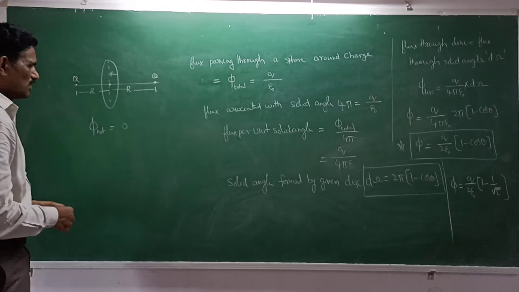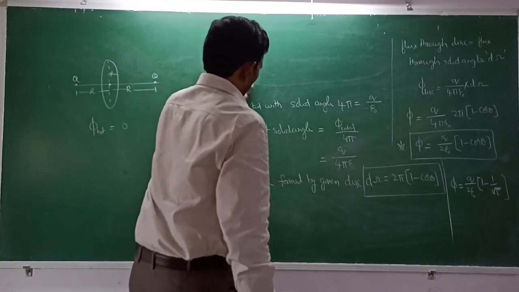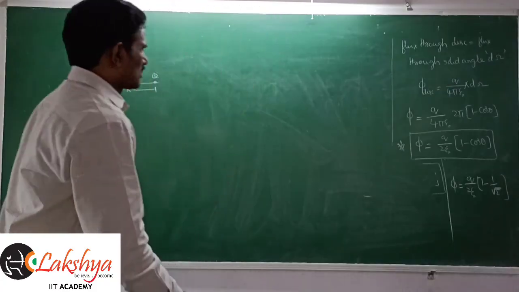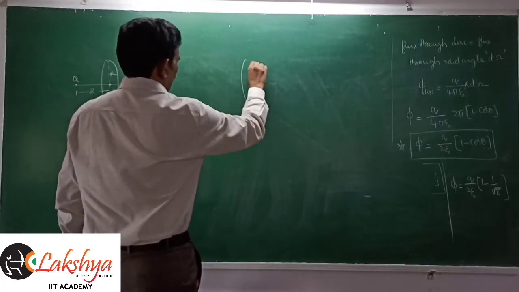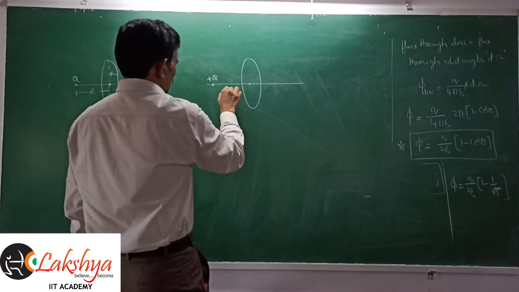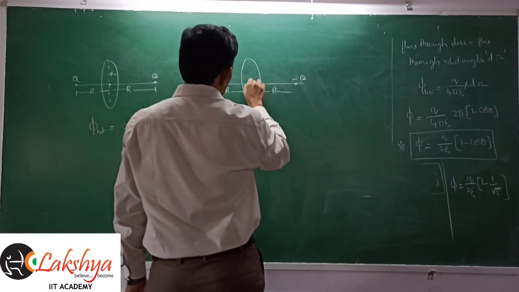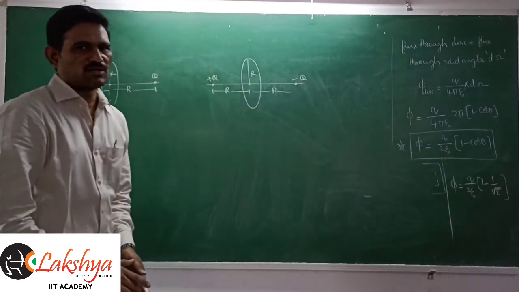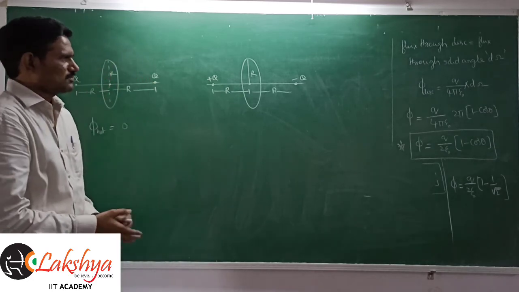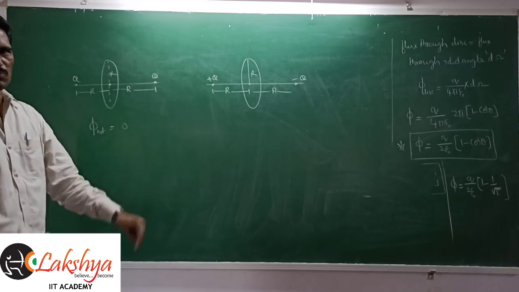Now for example, I am taking a situation like this: one charge is negative. This charge is plus Q, which is at a distance of R from the center, and this side minus Q will be there. This side is of radius R. Then we need to write the net flux passing through the disk. Now simply with this knowledge we can directly say that the fluxes due to the two positive charges cancel with each other because their flux will be opposite in direction.